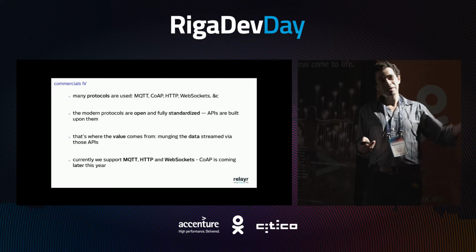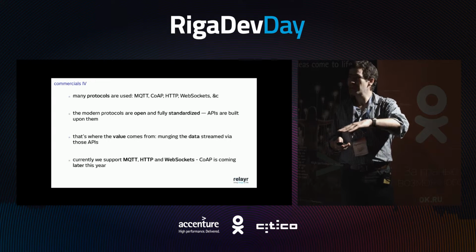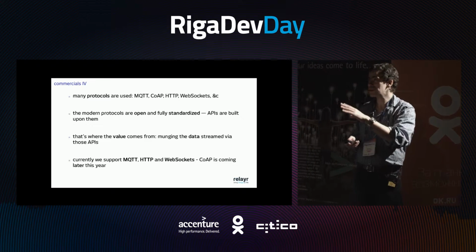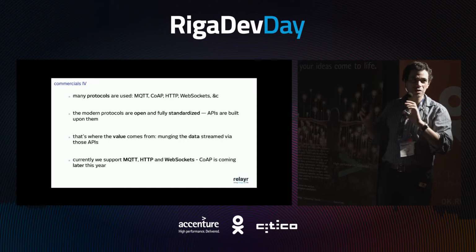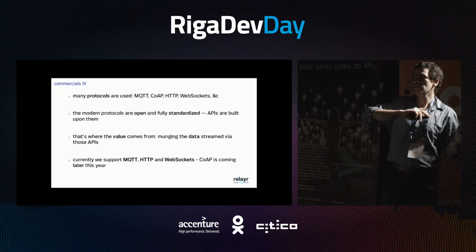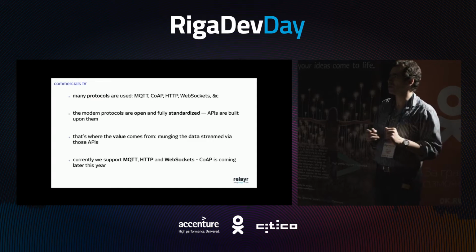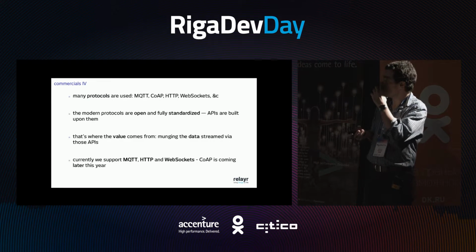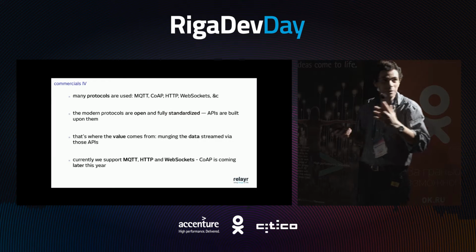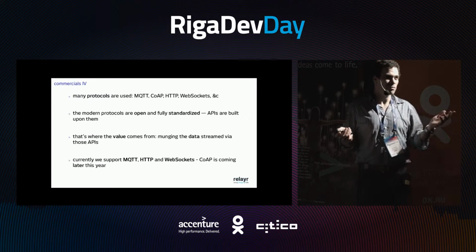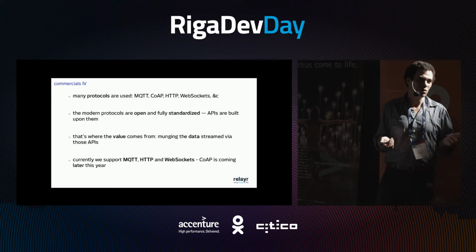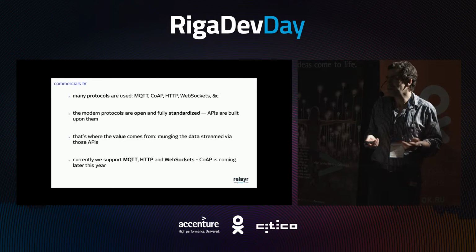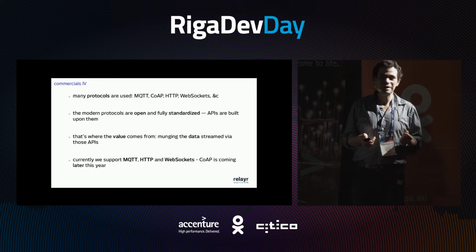So this is one thing that wasn't available in HTTP, and now that you did CoAP, that just extends HTTP to the Internet of Things world, they introduced it. So these protocols are modern, are open and fully standardized, and you build APIs on them. In fact, I don't think it should be called Internet of Things, it should be called Internet of APIs, because things is just a very vague name.